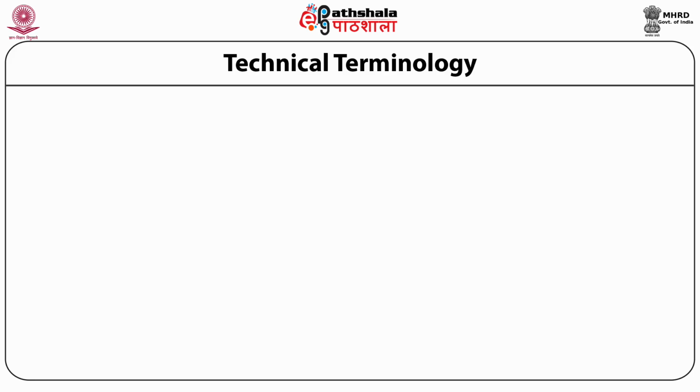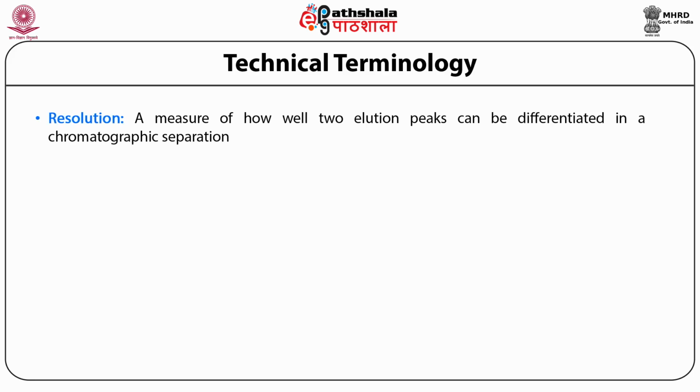So the first important aspect is the resolution, that is a measure of how well two elution peaks, that is, how well the peaks that you are observing on the chromatogram can be differentiated in a chromatographic separation. The relevance of this can be understood by the fact that if you have two compounds that do not separate out, you will simply get a peak that is broader, but you will not be able to distinguish them completely, as a result of which neither their relative percentage in the sample can be made out, nor can their retention times be defined.